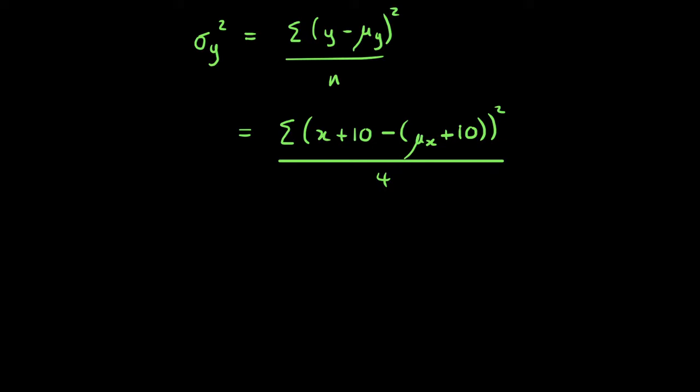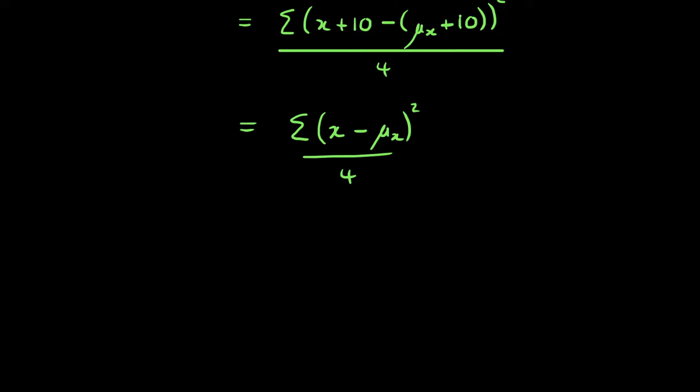So what are we actually going to end up with here? If we simplify, we're going to get the summation of x minus mu x all squared upon 4. And so what is this the same thing as? Well, this is the same thing as the variance of x. In other words, what we've shown is that the variance of y is the same thing as the variance of x.